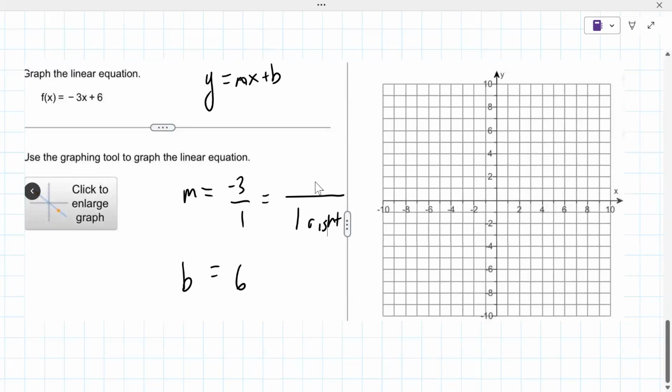3 up or 3 down maybe because it's negative. Yeah, 3 down because it's negative. Up is positive, down is negative. That's kind of intuitive. Where do you start? Do you start at the slope or the b value? The b value. Okay, so you go to the b value there, it's 6, the point (0, 6). And then you use this slope to go down and then right. So go ahead and graph this one for me.